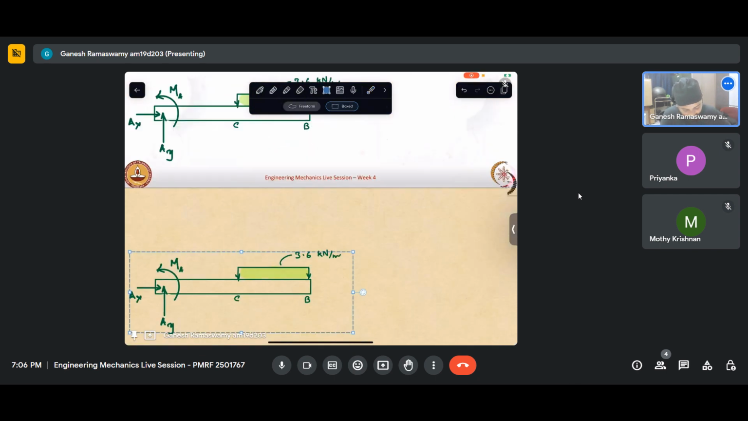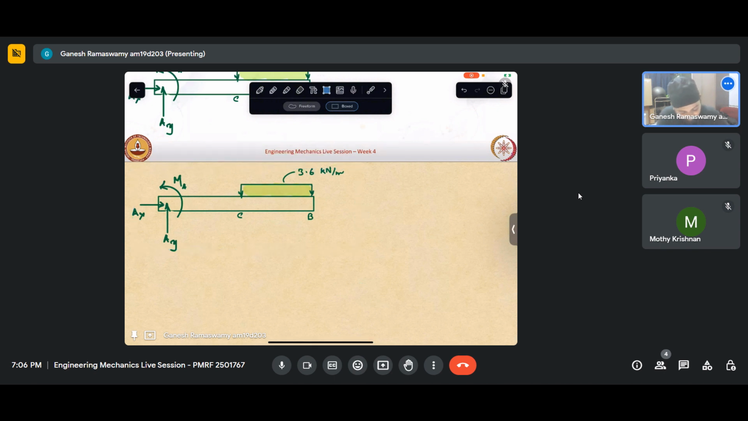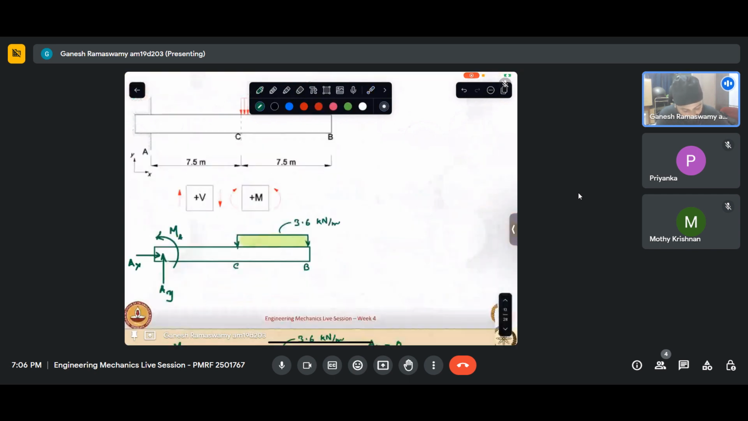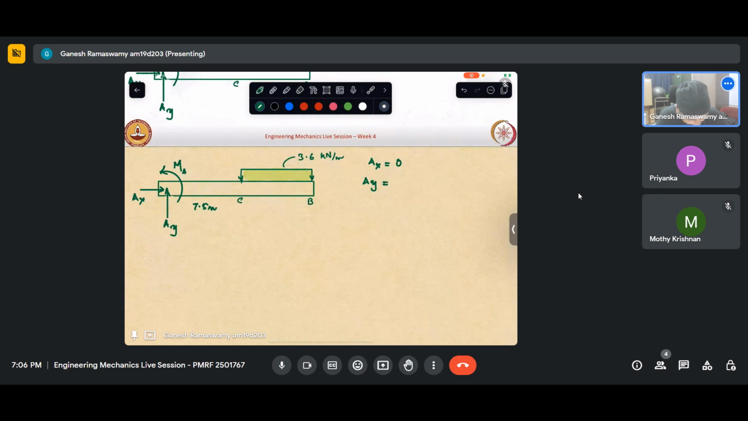Okay, I have it like this. Equilibrium tells me that AX is 0, AY is nothing but the area of this because it's a distributed load. And what is this distance? Both are 7.5 meter each. So this is nothing but, not half, sorry, it is 7.5 into 3.6. So AY is 27 kilonewton.